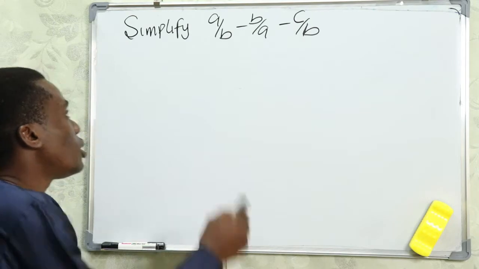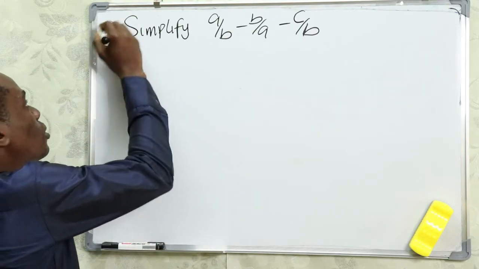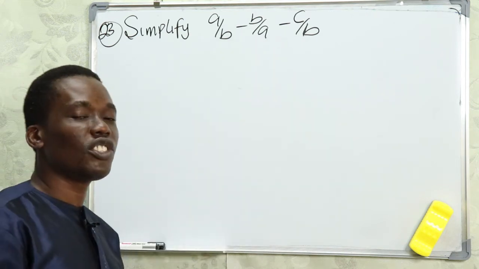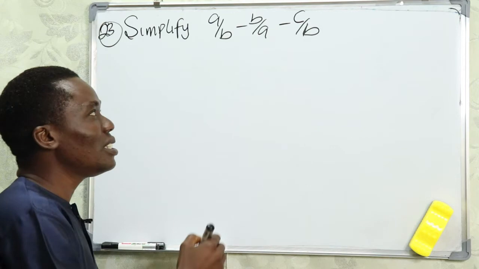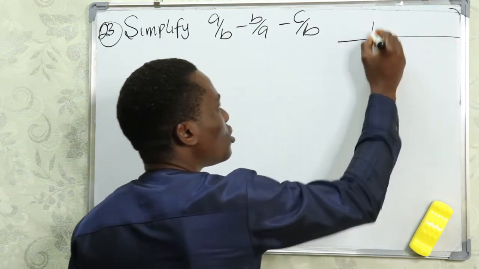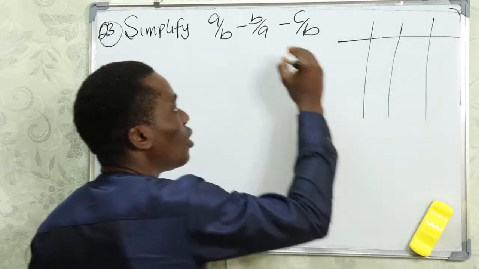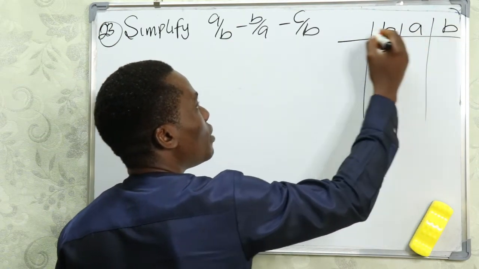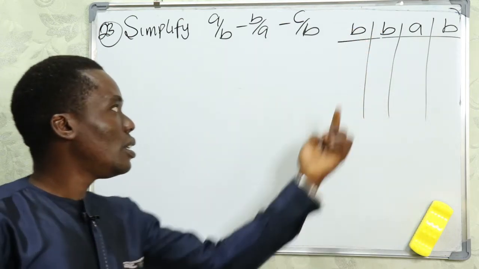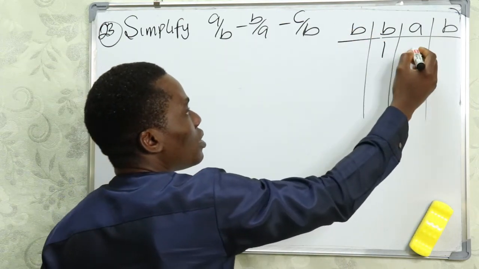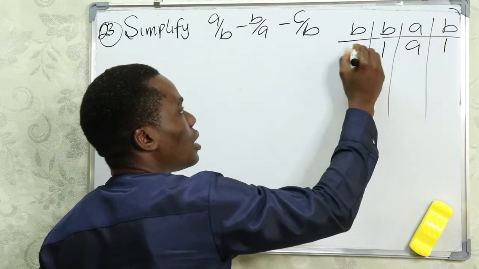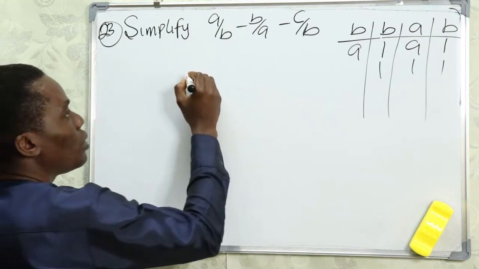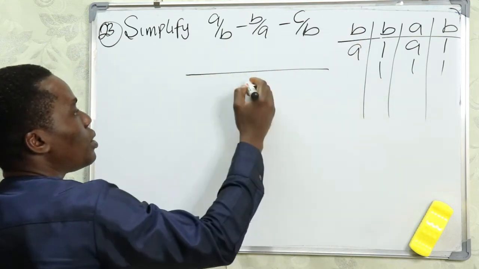So in question number 23, we are asked to simplify a over b minus b over c minus c over b. If you are given this kind of question, all you need to do is go straight to the point. Look for the LCM of these denominators, and that will give us b, a, and b. So we'll go to b first. B divided by b will give us 1, this will give us a, and this will give us 1. Then a, this will give 1, 1, and 1. So the LCM is going to be a times b, which is ab.